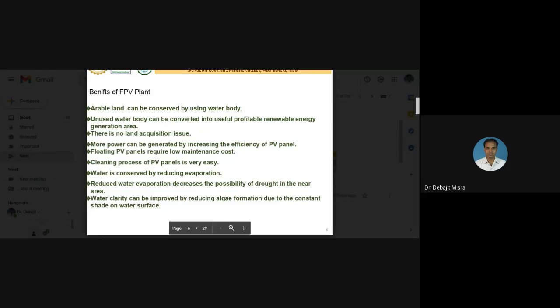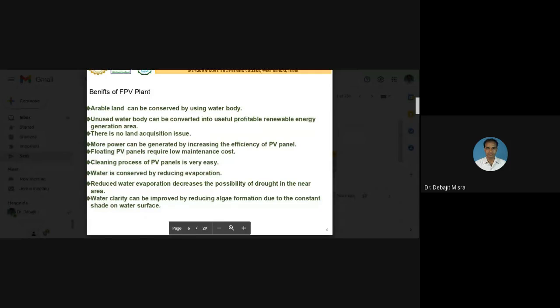cleaning process is also easy. Water can be conserved by reducing the evaporation, as the panel is already placed on the water surface, so it reduces evaporation, and also reduces drought in the nearby area. Water clarity also improves, as algae formation does not happen on the water surface.